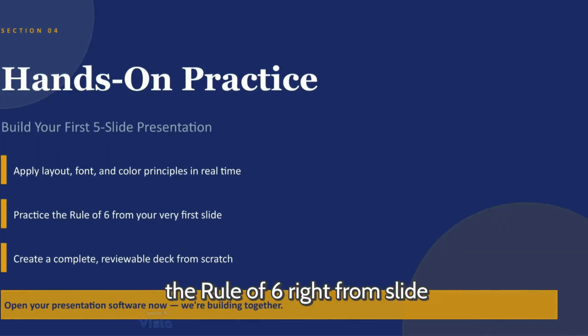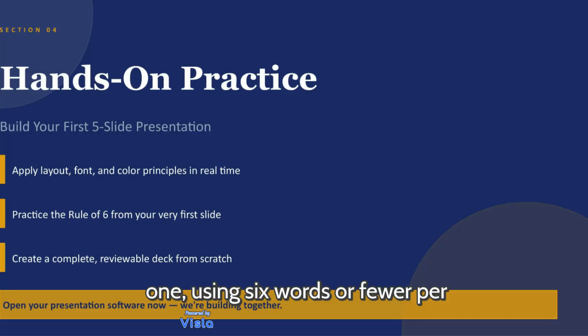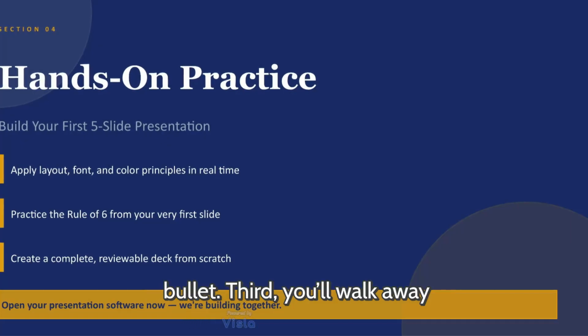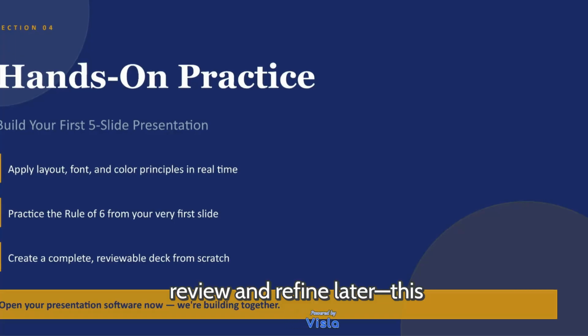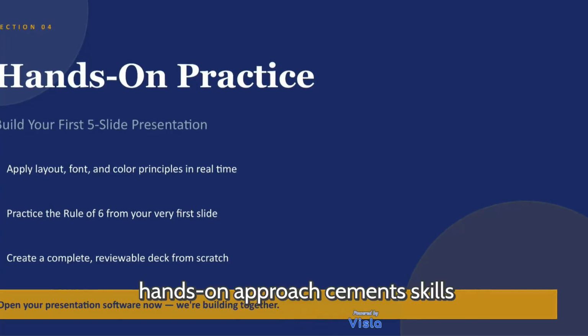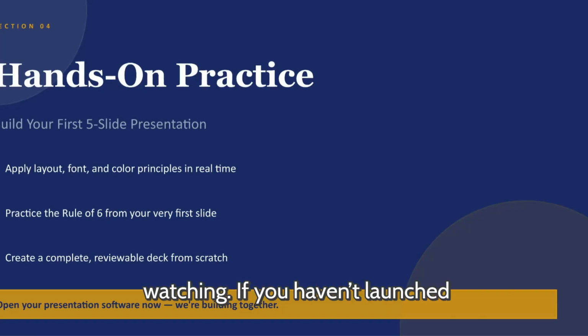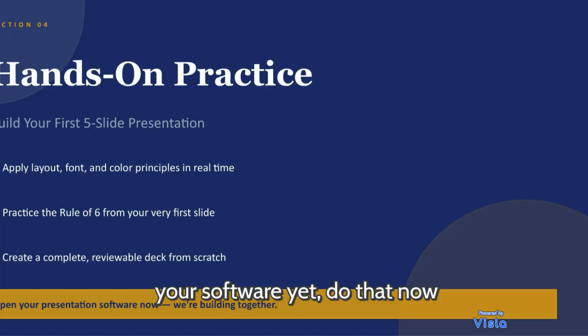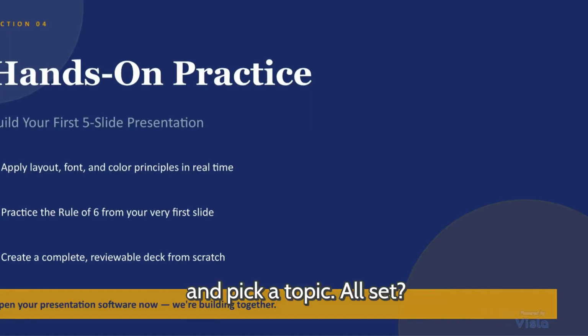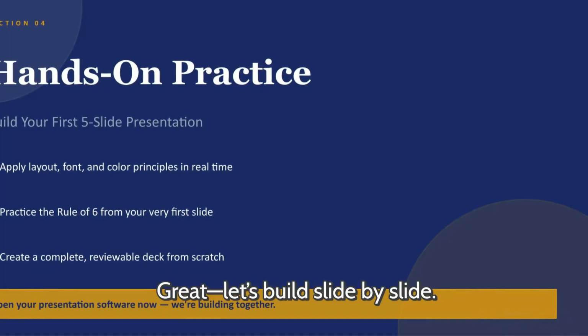Second, you'll practice the rule of 6 right from slide 1, using 6 words or fewer per bullet. Third, you'll walk away with a tangible deck you can review and refine later. This hands-on approach cements skills far more effectively than passive watching. If you haven't launched your software yet, do that now and pick a topic. All set? Great, let's build slide by slide.